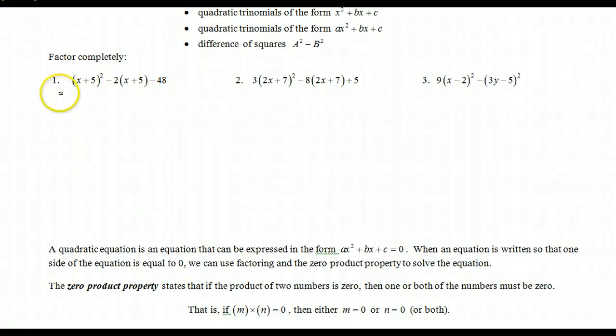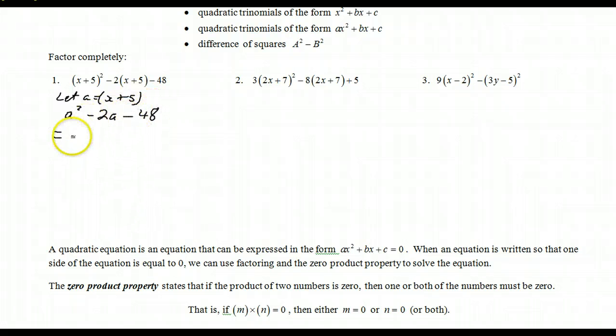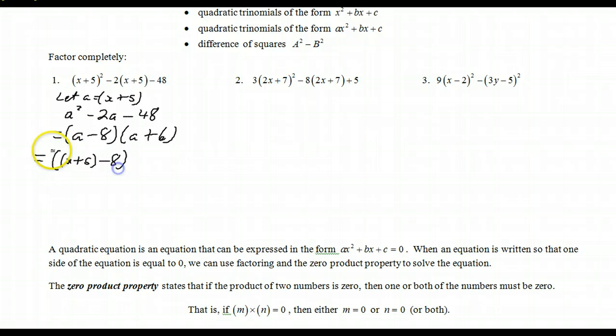Factor completely. So I'm going to let a be x plus 5, and I'm going to solve a simpler problem, which is factoring a squared minus 2a minus 48. Two numbers multiplied to 48 that differ by 2: a minus 8, the larger one is negative, a plus 6. But really it's not an a, it's an x plus 5 minus 8.